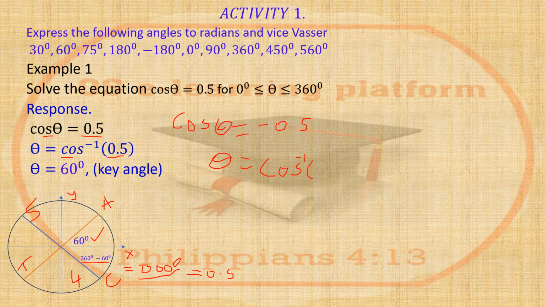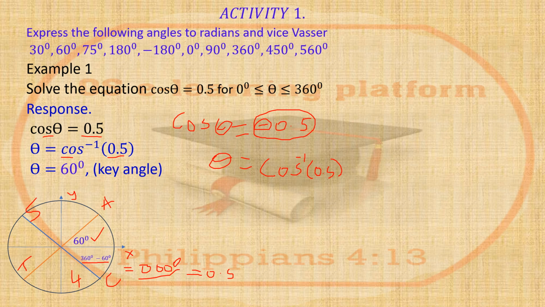Since what we are solving is an angle with a negative, I will not put the negative here. I will just press 0.5. Now, what is the importance of this negative? It is just going to help us locate the quadrants where cos is negative. That is the importance of that negative.